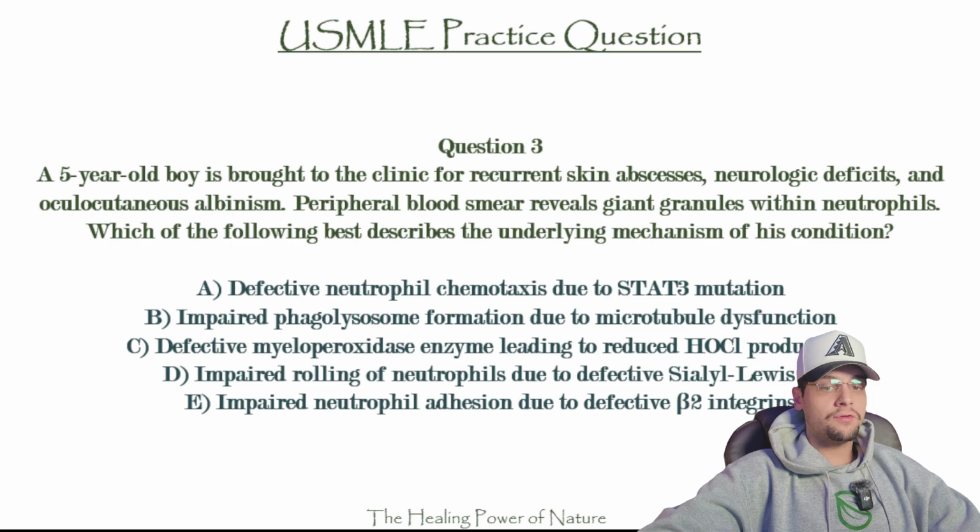Last question, I'll go ahead and give you a few minutes and then we'll come back. So if you chose B, that is correct. That's because this patient has Chediak-Higashi syndrome, an autosomal recessive disorder caused by mutation in the LYST gene, which impairs microtubule-dependent trafficking for the lysosomes. This leads to defective phagosome-lysosome fusion, neurologic dysfunction, and partial oculocutaneous albinism.